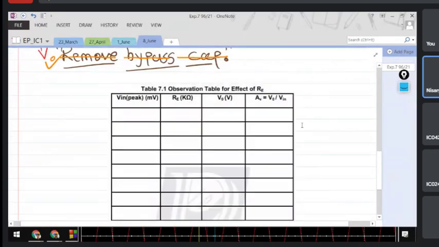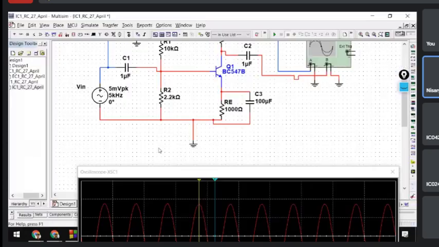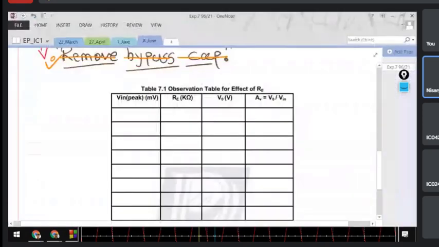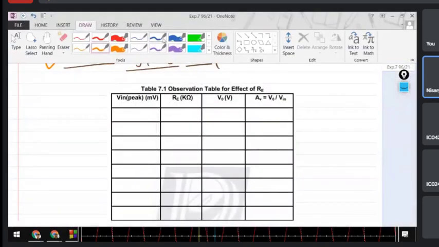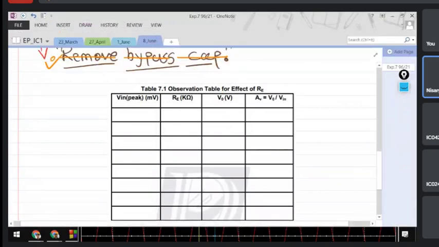Let's start with the input. So input is how much, student? Input is 5 millivolt peak, which is nothing but 10 millivolt peak to peak, right? So the input is 10 millivolt peak to peak, and we will keep it fixed. Input will be fixed. Now let us change the value of RE.